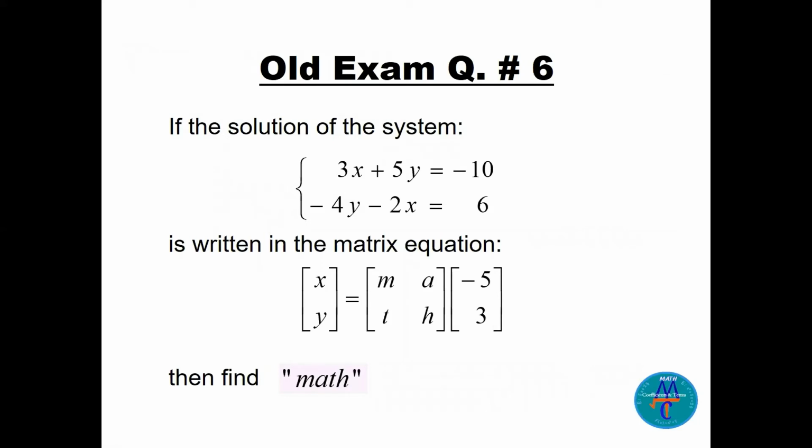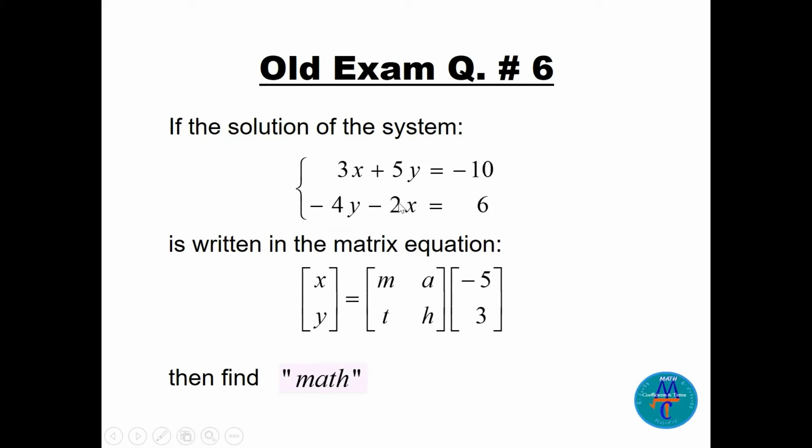Question number 6: the solution of this system, 3x plus 5y is equal to minus 10, minus 4y minus 2x is equal to 6, is written in this form, [x, y] equals some numbers, I call them math here, so that means you multiply them, and this is the matrix minus 5, 3.